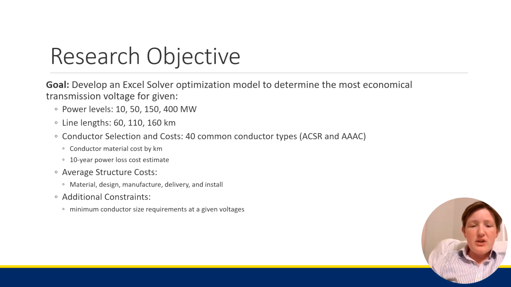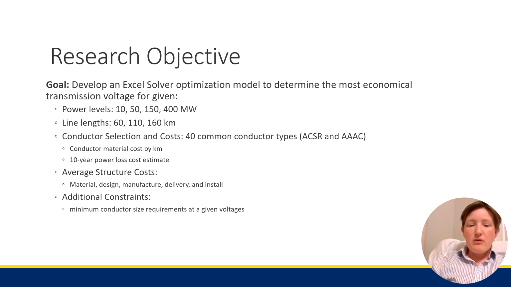So the model took into account 4 different power levels: 10, 50, 150, and 400 megawatts. It also took into account 3 different line lengths, so 60, 110, and 160 kilometers. For conductor selection, 40 common conductor types were used. These were types of ACSR and AAC, the most common that are used in the industry.